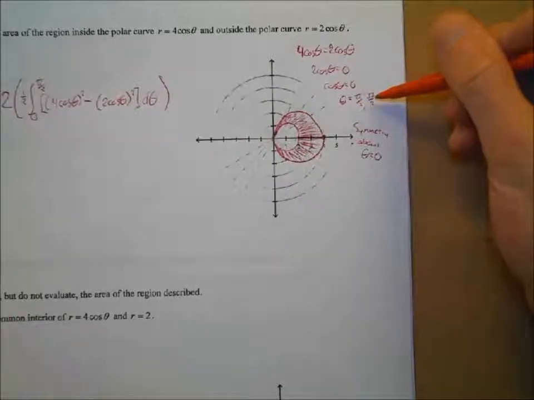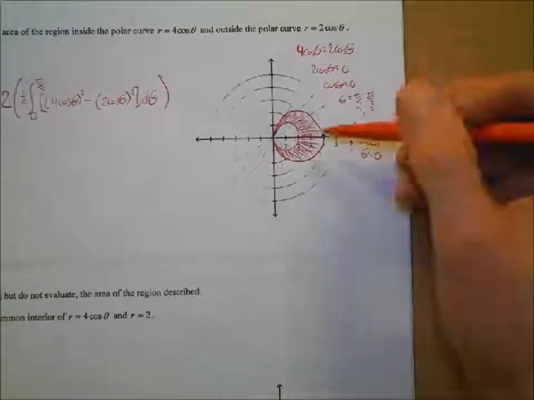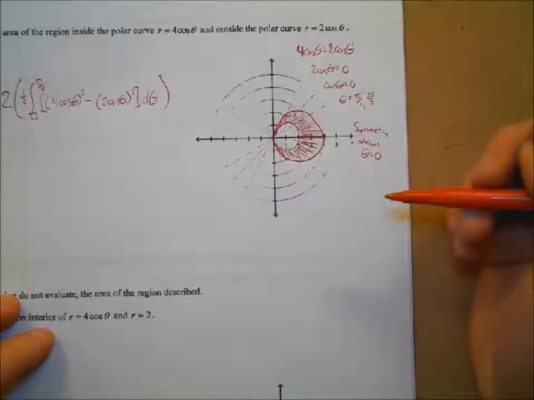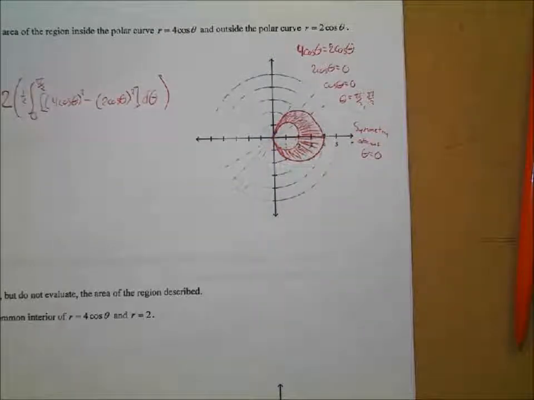So I think the idea is that 3 pi over 2 is another place where these things intersect. Well, let me just check here. I don't know, we'll see what happens. Let me find the actual area here. 0.5 from 0 to pi over 2. Actually, I want to do twice that, so never mind. I'll just do the integral of 4 cosine theta squared minus 2 cosine theta squared d theta.